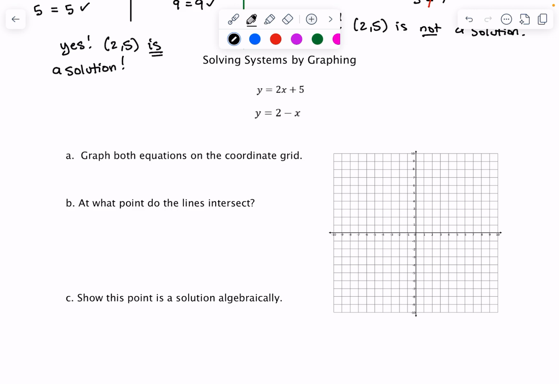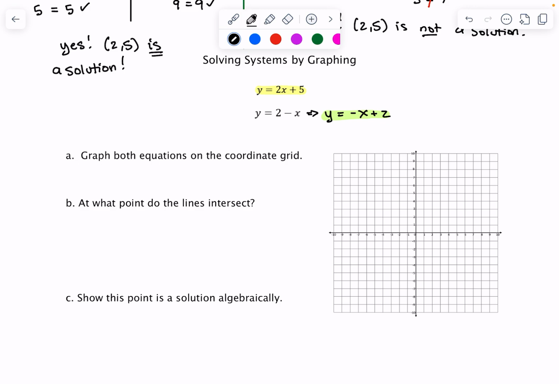This unit has 3 different types of ways to solve. The first one's solving by graphing. So step A is to graph both equations on the coordinate grid. Before I do that, I'm actually going to rewrite this equation as y equals negative x plus 2, because now it's in y equals mx plus b. So I'm just switching that x and that negative 2 around. So these are the two equations I'm graphing. There's the first one, and there's the second one. So I'm going to graph them both on the grid.